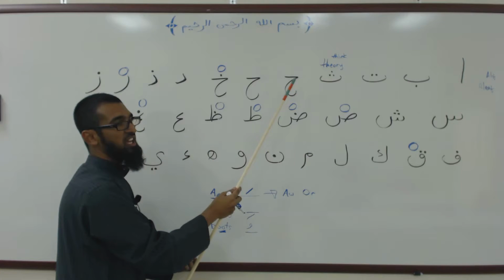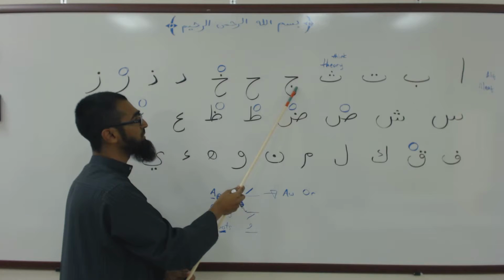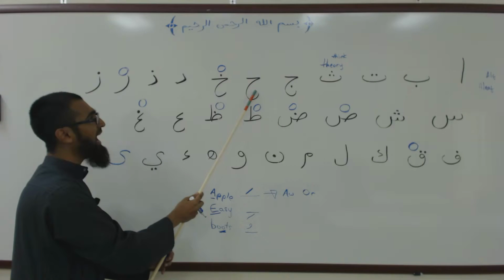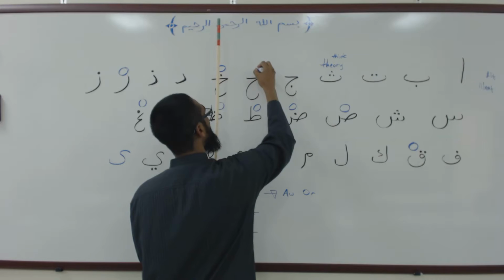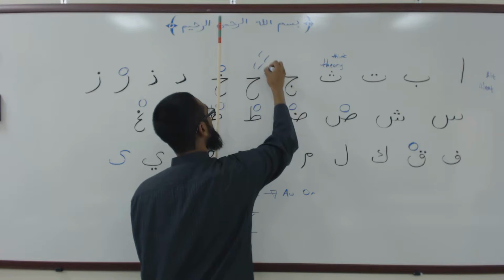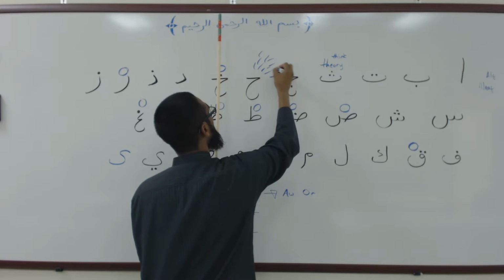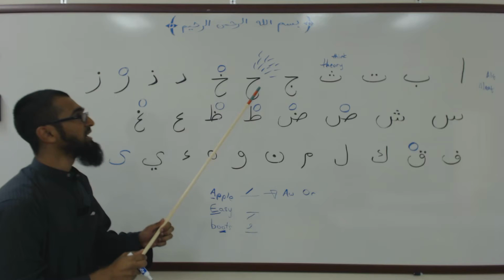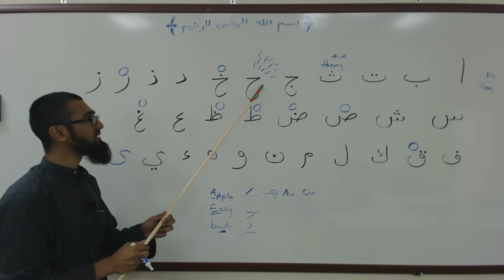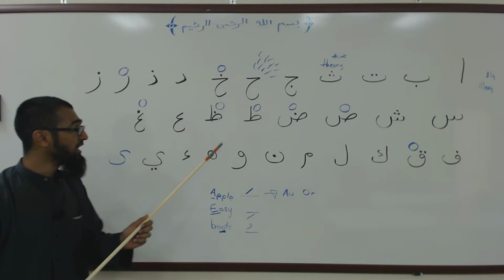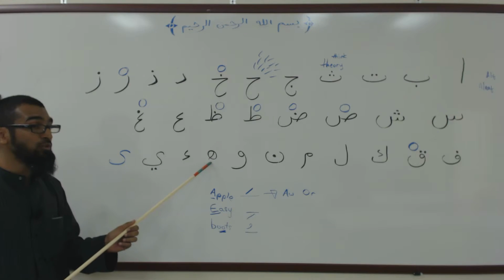Jim is just like a J, the J sound. Ha is very airy. So let's make like air, just all this air coming out. Like when you say ha, all this air is coming out of your mouth. Now we're going to see another letter that is a lot of times confused.